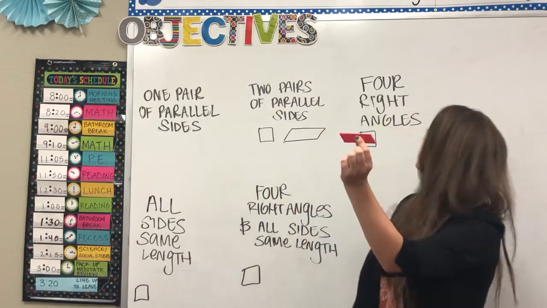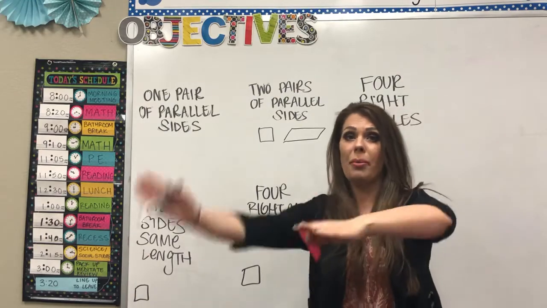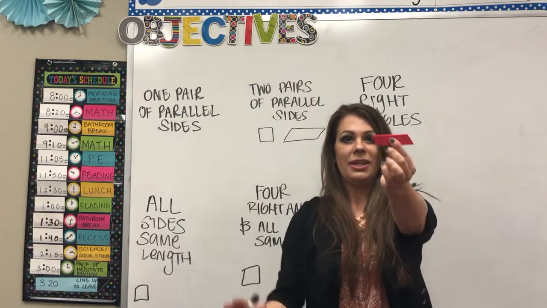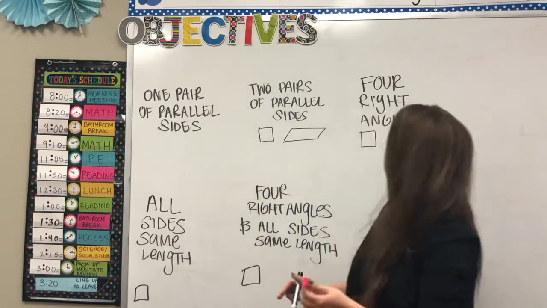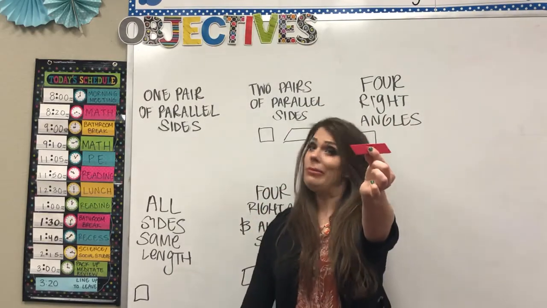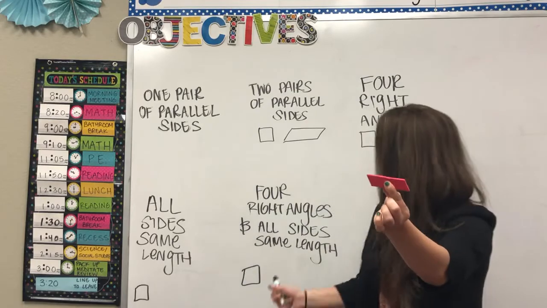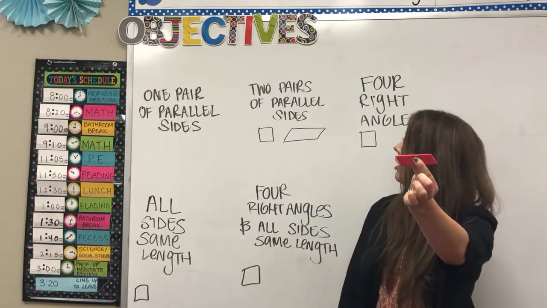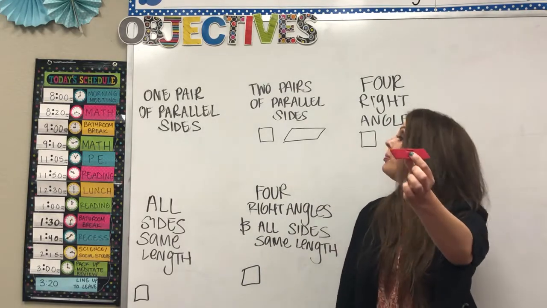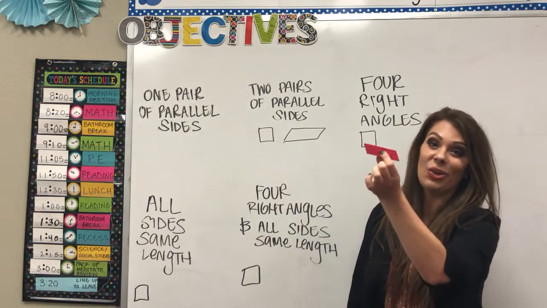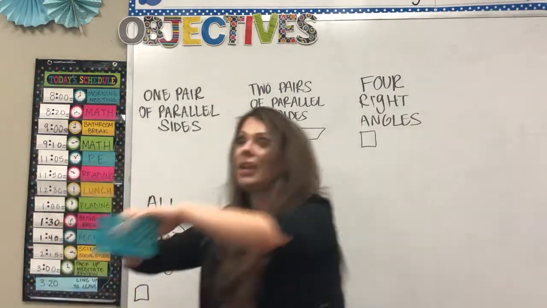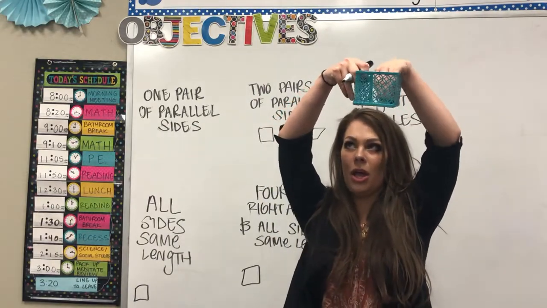How about this? Four right angles? Nope, remember our right angles look like this, and these ones are all kind of slanted. Are all sides the same length? Nope. What about four right angles and all sides the same length? Nope, so this is our only one. Our parallelogram only has one category. What is our next shape gonna be?